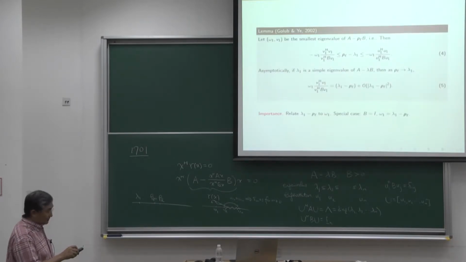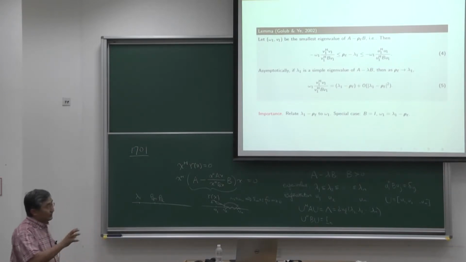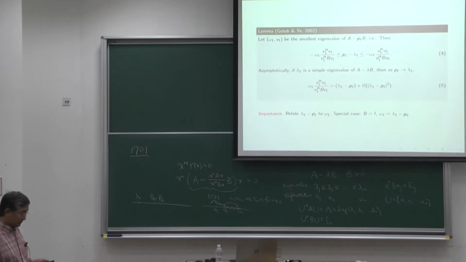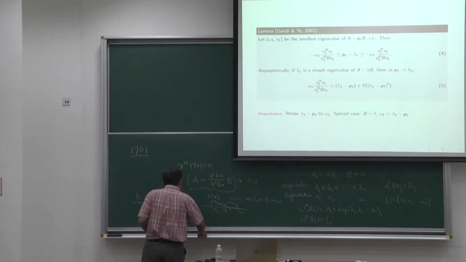Okay. Since it's such an important theorem, I do want to give a proof. The proof has certain good points. So let's look. The key of the theorem, which I call the key lemma, is in the Golub and Ye paper, 2002. The key point of this lemma is to relate the difference with omega 1, especially looking at a special case, when B is equal to identity.